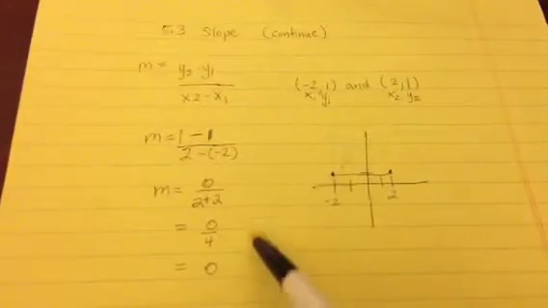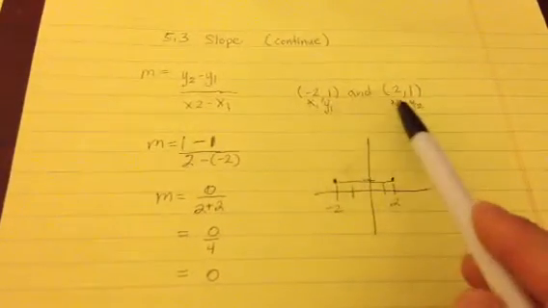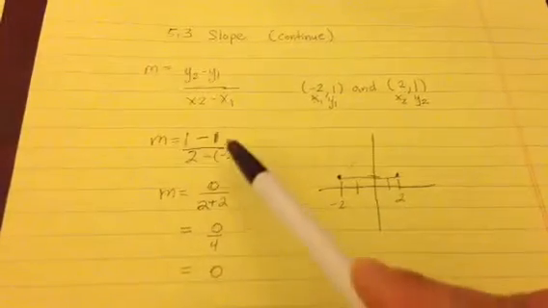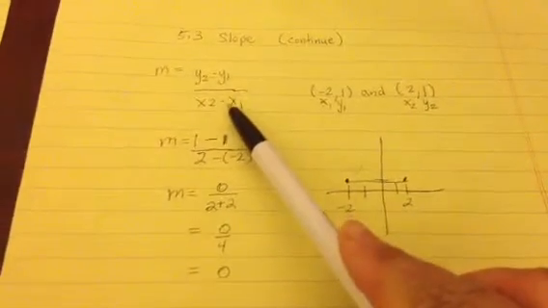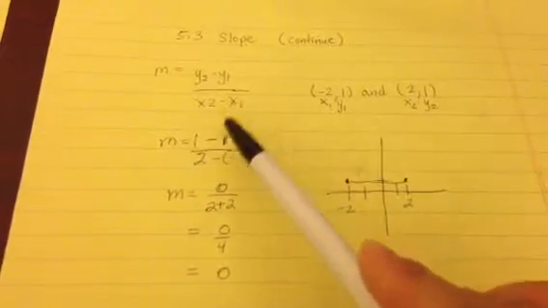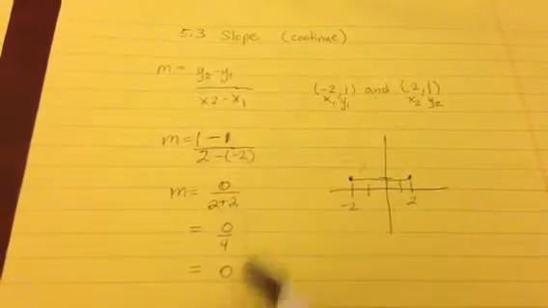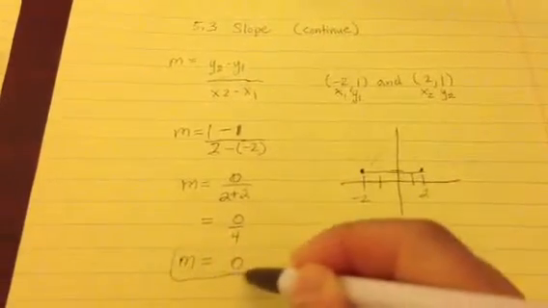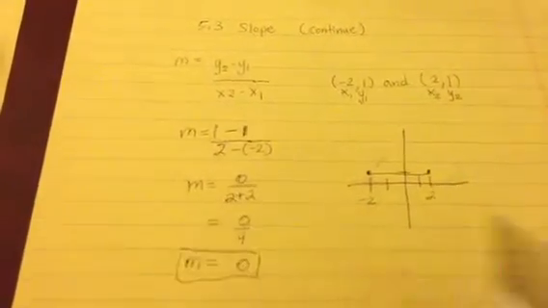Okay, so that's what we're going to work on today for board work. We're going to give you 2 ordered pairs, and then you're going to substitute them into this equation, and from there you should get a slope, m equals. Don't forget to put m equals at the end, and then just box your answer for your slope.